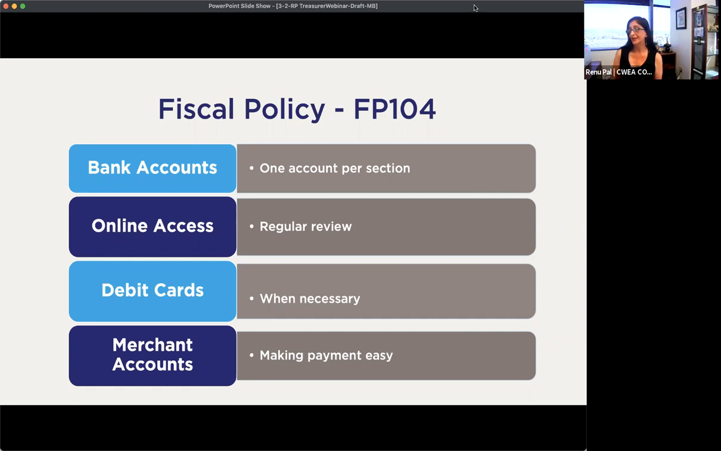We also have merchant accounts available, and I believe most local sections have used their merchant account. Obviously, over the last year, there's been very little activity, but prior to that, I do believe that most local sections are using their merchant accounts. We do have a blanket agreement that covers all of CWEA with a low fee for merchant fees. So if you don't have a merchant account and would like to get one, please reach out to Chris Consuto, our staff accountant, and he can help you with that.